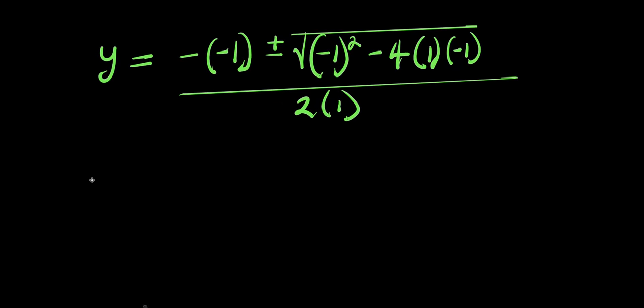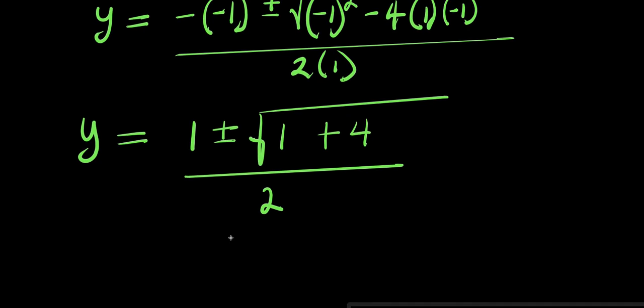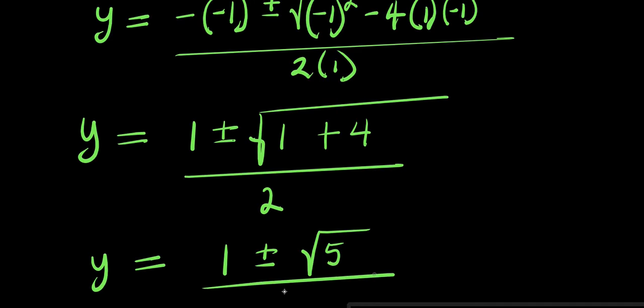From here, we have y equals, this is 1, plus or minus square root of, this is 1, this is plus 4, divided by 2. So from here, we have y equals 1 plus or minus square root of 5, divided by 2.